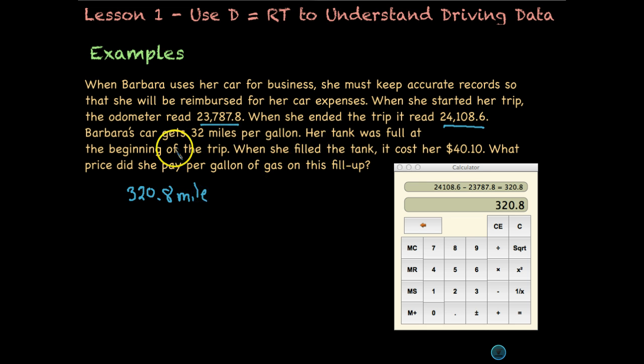Okay, now it says Barbara's car gets 32 miles per gallon. So we want to determine how many gallons she used for this trip. Well, if we go 320 miles, we can divide that by 32 miles per gallon to determine how many gallons she must have used. And we can see that she used 10.025 gallons.